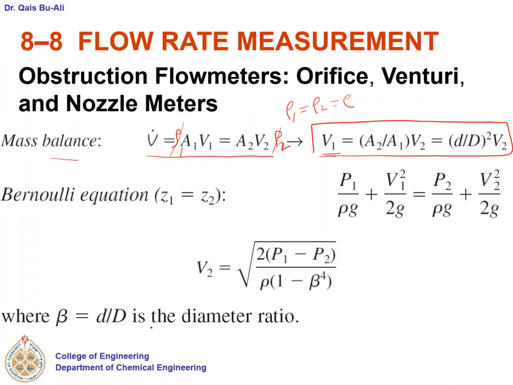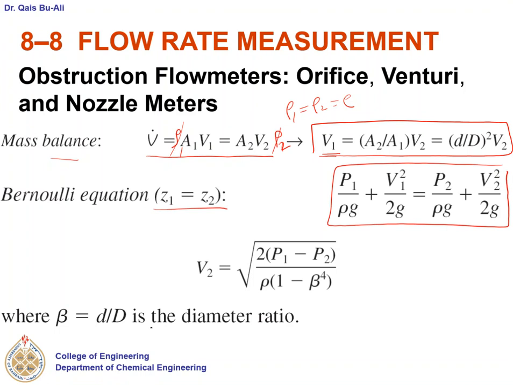And then I can also apply the Bernoulli equation between points 1 and 2, and because I am doing it on the same reference, Z1 is equal to Z2, so once you cancel these two, Z1 and Z2, we will get the Bernoulli equation.